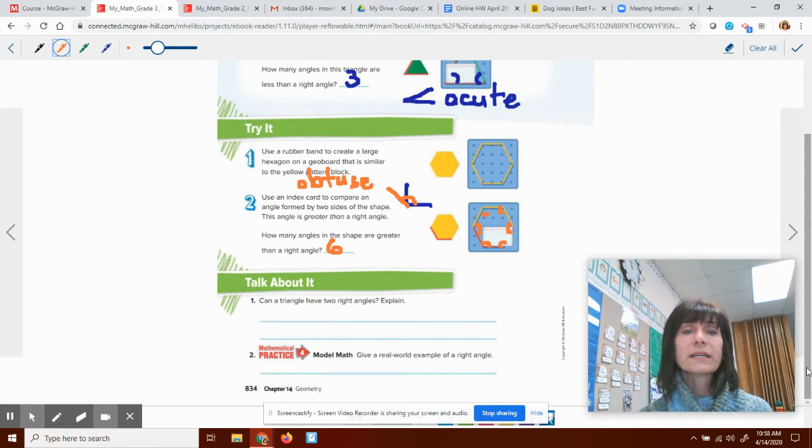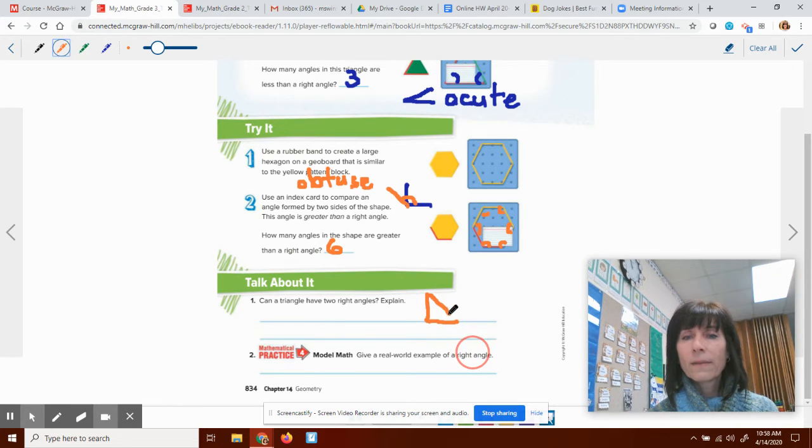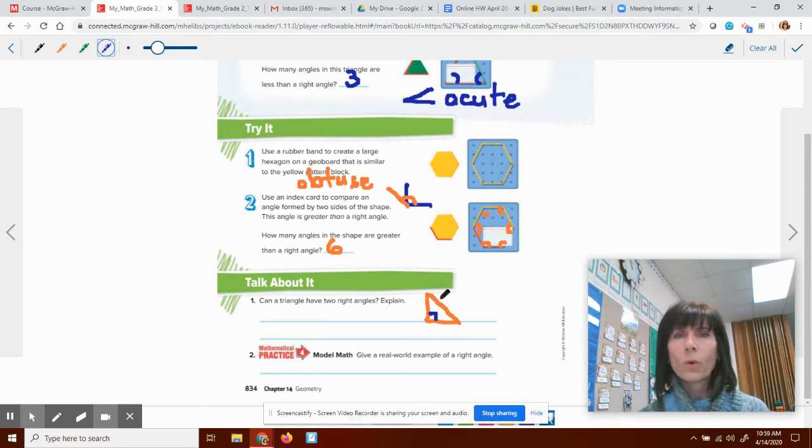Down below, it says, can a triangle have 2 right angles? Well, I like to draw pictures, so I'm going to first draw a picture of a triangle that has a right angle. So right here was my right angle in this case. But if I have a triangle, there's no other way you can create a triangle with more than one right angle.